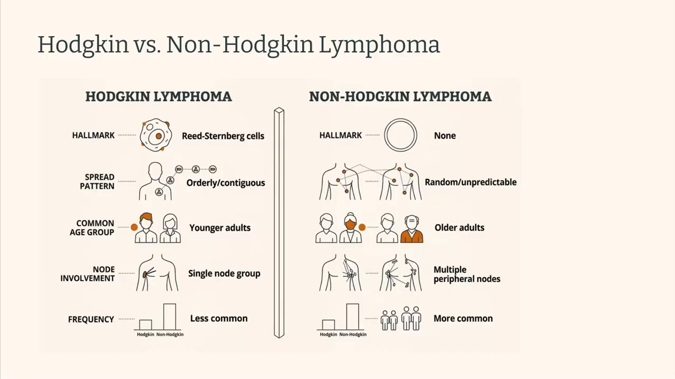There are other differences between Hodgkin and non-Hodgkin lymphoma besides whether or not Reed-Sternberg cells are present. So if there are Reed-Sternberg cells, that would be Hodgkin's lymphoma. Another difference is that the pattern of spread is orderly with Hodgkin's, where it's very random and unpredictable with non-Hodgkin's. Hodgkin lymphoma usually starts with a single lymph node group being affected, where non-Hodgkin has multiple peripheral nodes affected initially. So in general, Hodgkin's is more orderly and more predictable, where non-Hodgkin's is less orderly and less predictable.